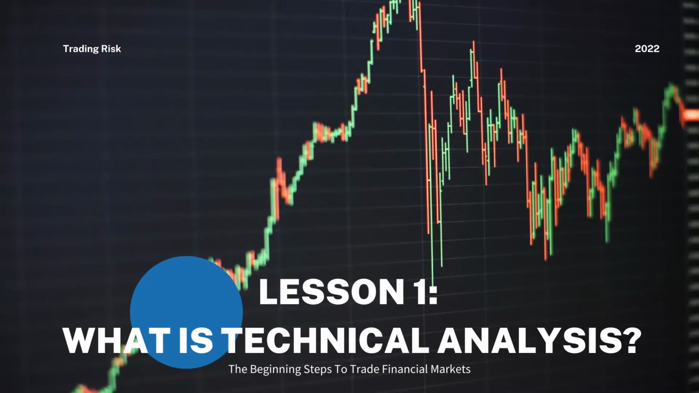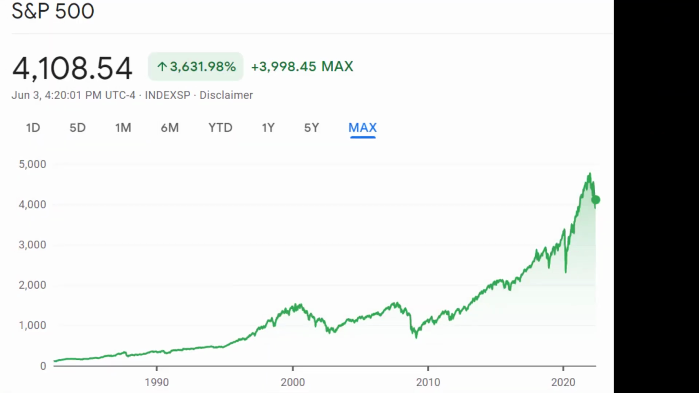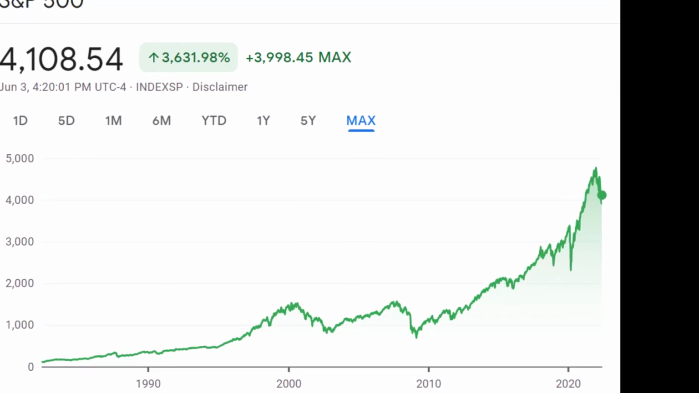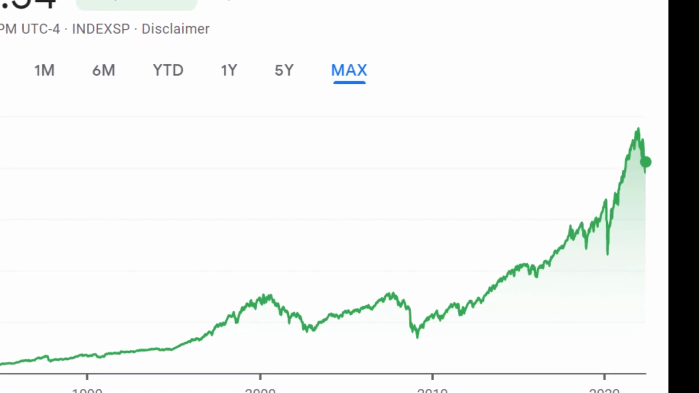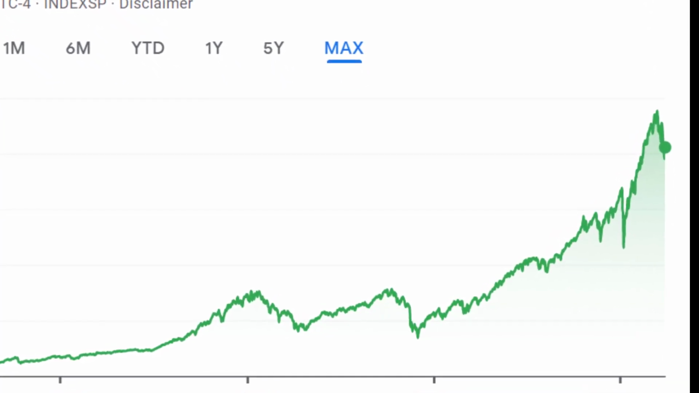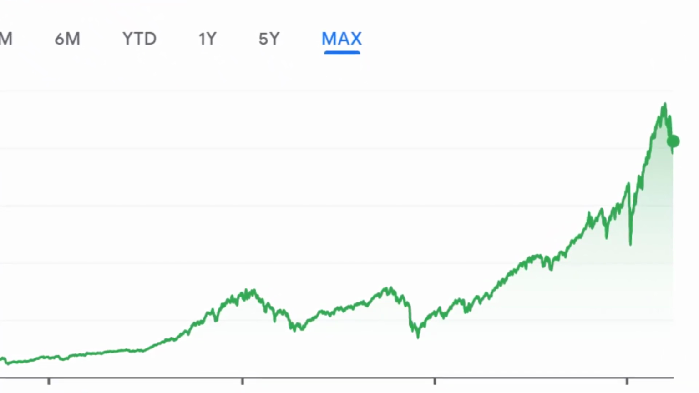Lesson 1. What is technical analysis? Well, consider looking at the chart of the S&P 500. In the long run, what do you think will happen? I'm sure most of you would say that we are in an upward trend, and if history is any indication of what will happen in the future, the price will go up.